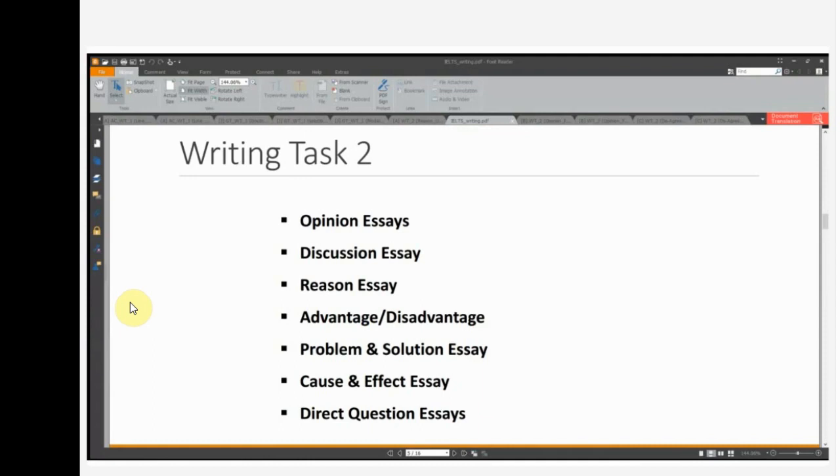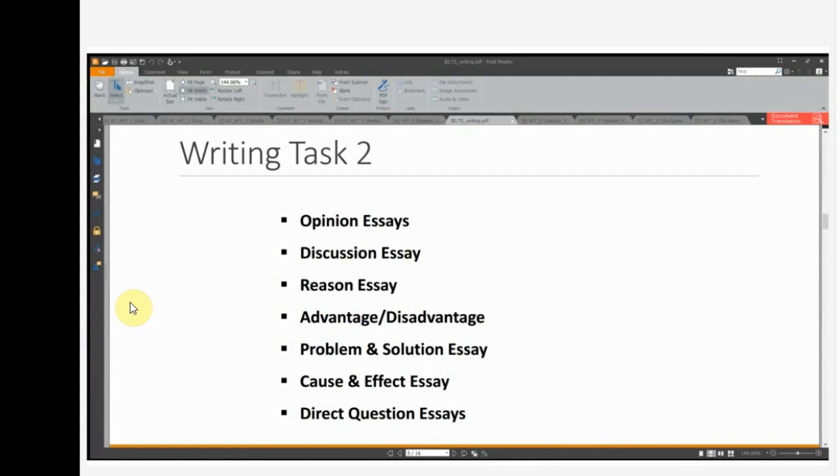We can also give cause and effect type essays where you have to give the causes of a particular thing, and you also have to give effects of that thing. One typical example can be global warming. What are the causes of global warming and what are the effects of global warming? Now you have to describe why global warming happens, and then you have to describe what the effects of global warming are, something like that.